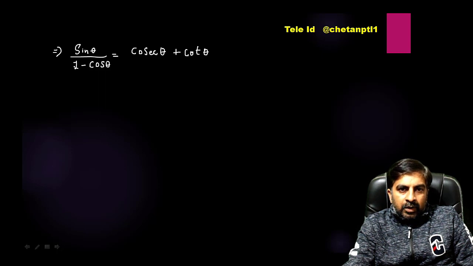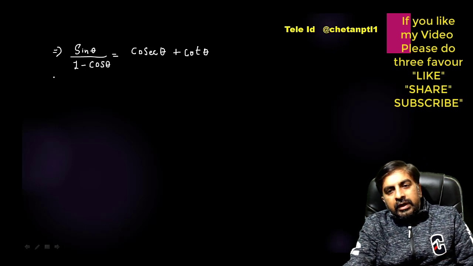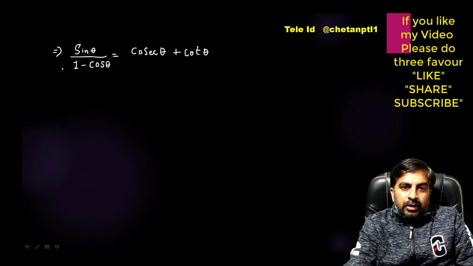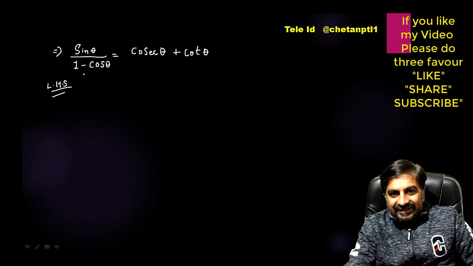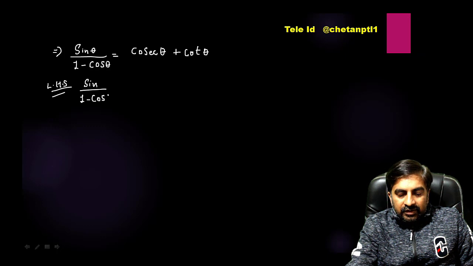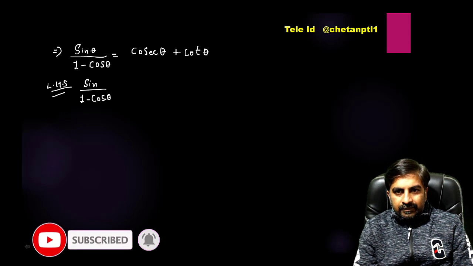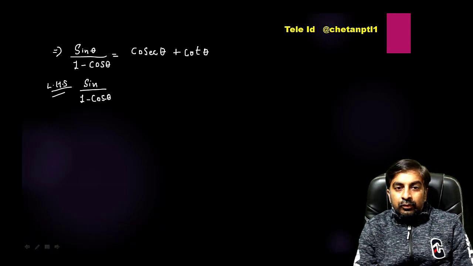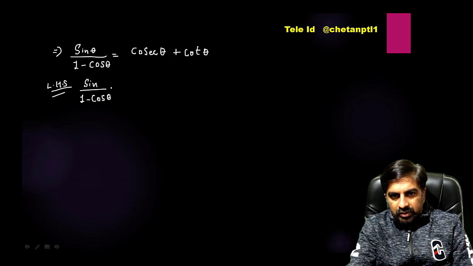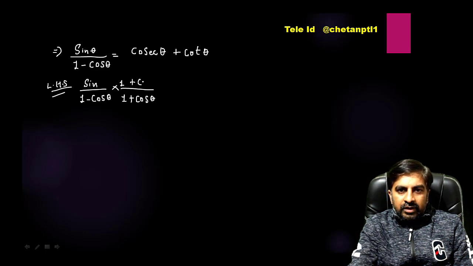Sine theta upon 1 minus cos theta is equal to cosec theta plus cot theta. Every time I was telling you to try to convert all the terms of LHS into sine and cos, but here they have already given us in sine and cos. So what we can do is, many times in class 8 and class 9 we follow one method called rationalization. Here also we are going to do the same thing because 1 minus cos is there. So directly I know that here I am going to multiply with 1 plus cos theta, in the numerator also I am going to multiply with 1 plus cos theta.